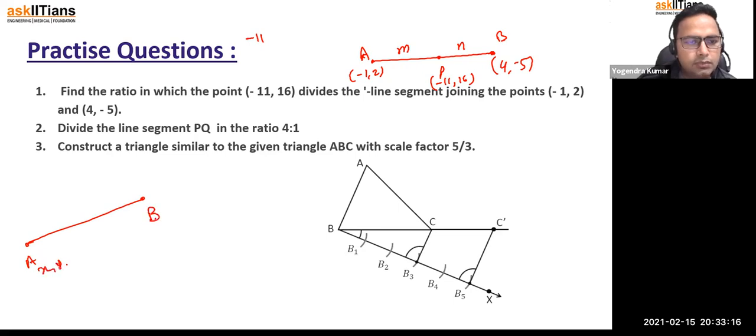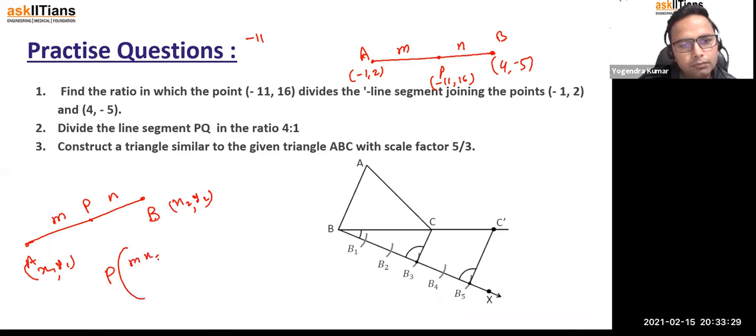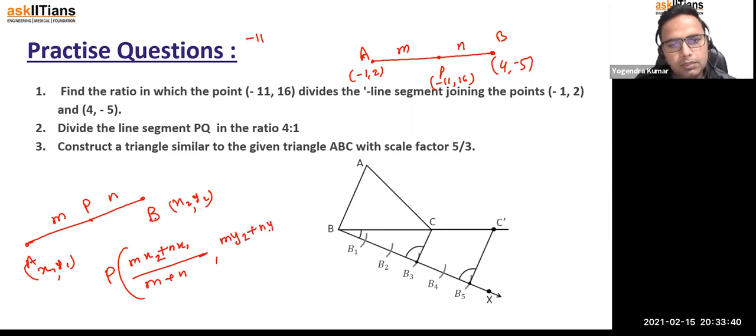If the points are (x1, y1) and (x2, y2), we can say this P point, having an M to N ratio, will be: M times x2 plus N times x1 divided by M plus N, comma, M times y2 plus N times y1 divided by M plus N. These are the coordinates of this P point.